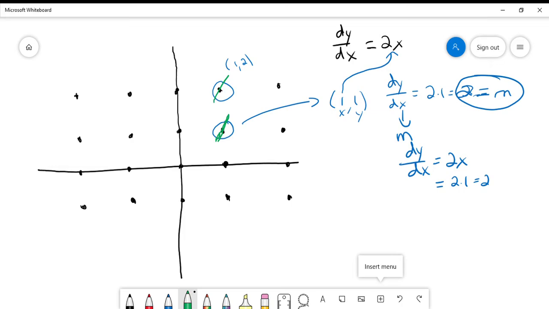Okay, and guess what? If I plugged in this one, the x coordinate is 1, so it's going to be the same. And if I plugged in this one, it's also going to be the same. It's going to have a slope of 2.